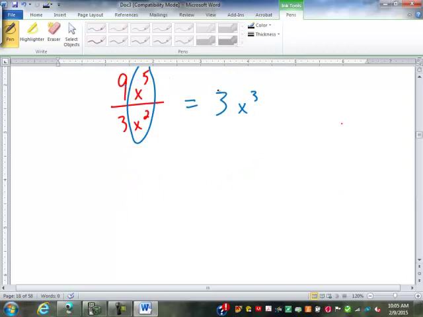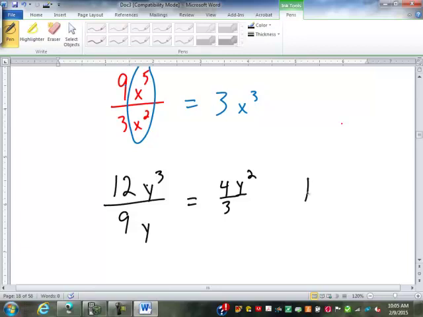Let's say this is 12y to the 3rd over 9y. Then 12 over 9 would reduce to 4 over 3, right? And the y would be y squared. That cannot be broken up into 1 and 1/3. We cannot break it into a whole number or into a mixed number, 1 and y squared over 3. That's not the same.